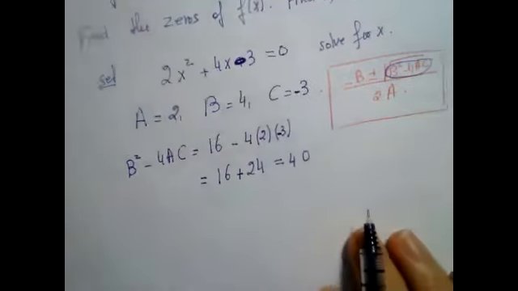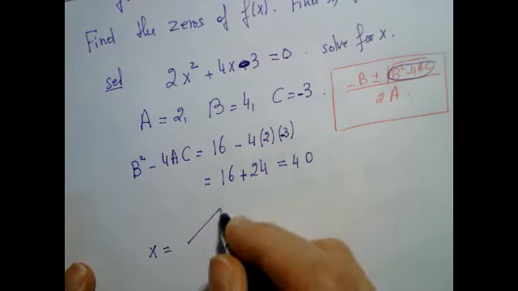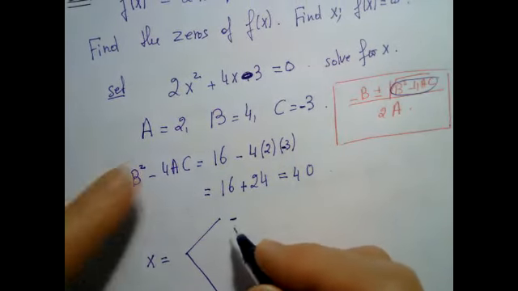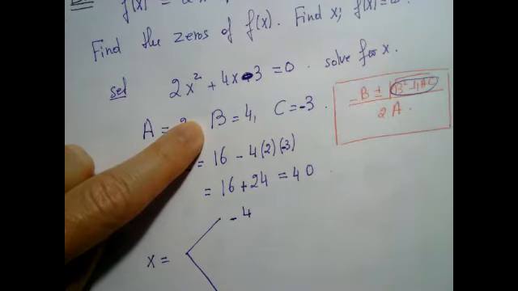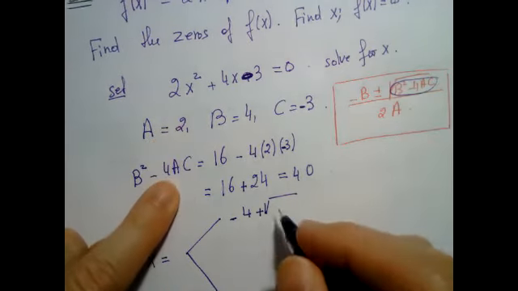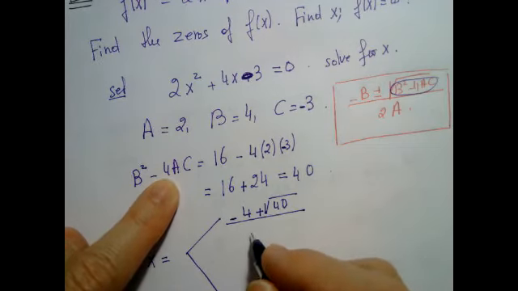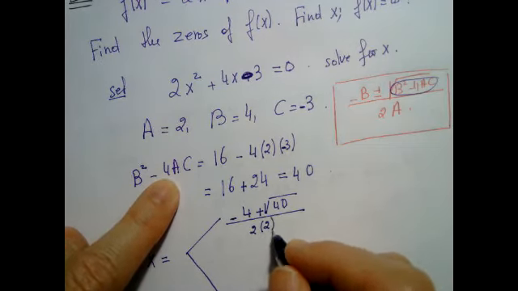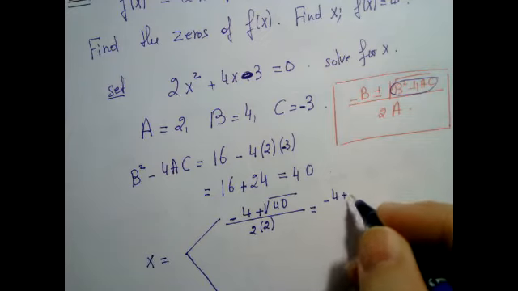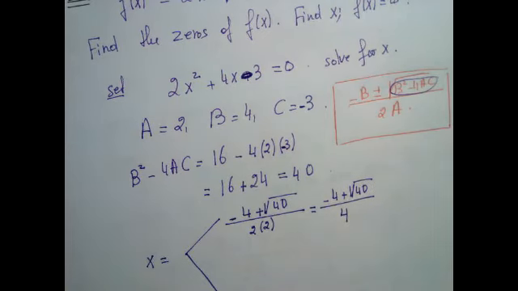Now let us apply the formula. We have two solutions: the first solution and the second solution. What's the first solution? It's minus b, minus 4, plus the square root of b squared minus 4ac, divided by 2 times a. So the first solution is minus 4 plus the square root of 40 divided by 4.